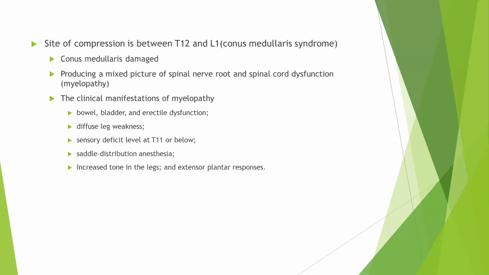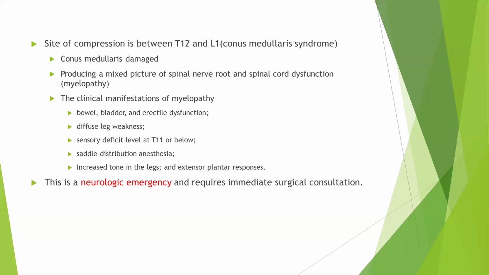So the second main area we talked about in the anatomy part is the conus medullaris. Rarely, but it does happen, the site of compression could be between T12 and L1, where the spinal cord is terminating. In that case, you get a mixed picture of nerve root radiculopathy as well as myelopathy. It resembles more or less cauda equina syndrome: you get bowel, bladder, erectile dysfunction, leg weakness, and sensory deficit at T11 or below, an increase in the tone of legs, and extensor plantar responses. Again, this is a neurological emergency and requires immediate surgical consultation.